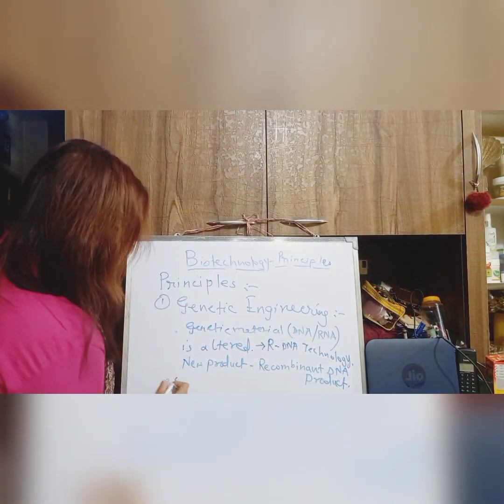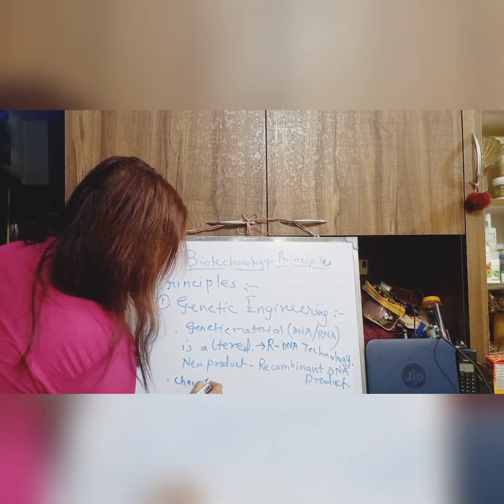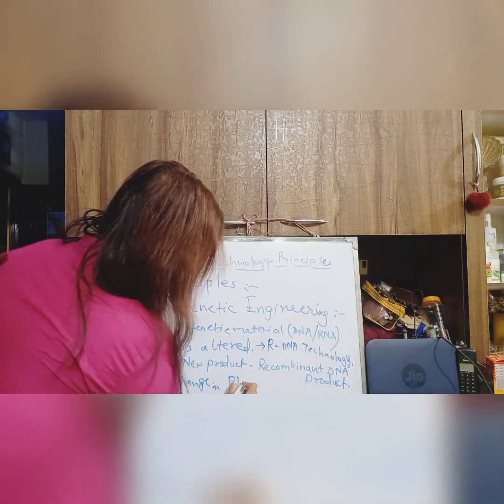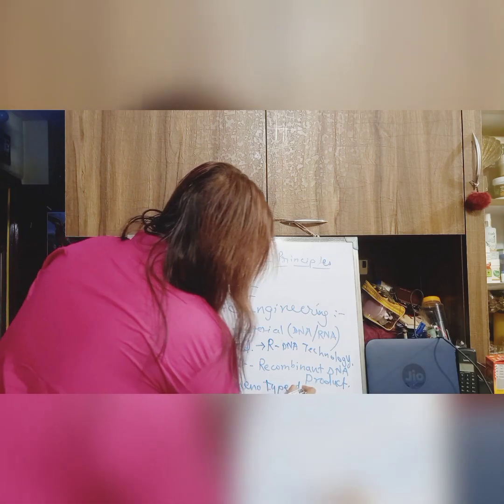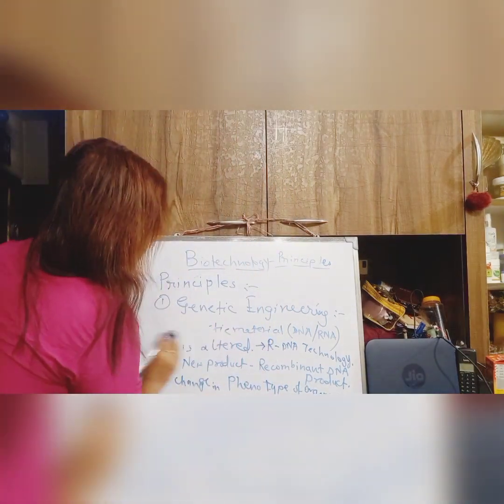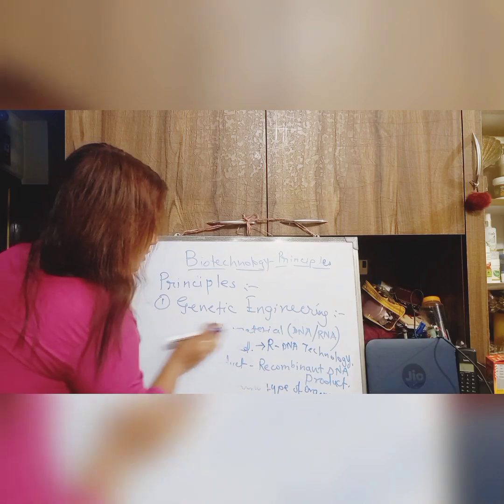So over here, the new organism or the new product which is obtained is known as the recombinant DNA product, or whatever change we are causing. It will also cause a change in the genotype and phenotype of the organism, especially in the phenotype of the organism. So how are we doing it? Let us see a diagrammatic representation of this.